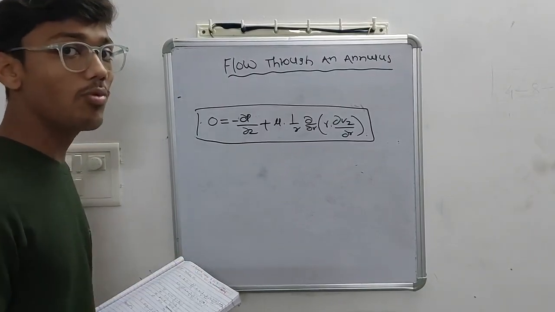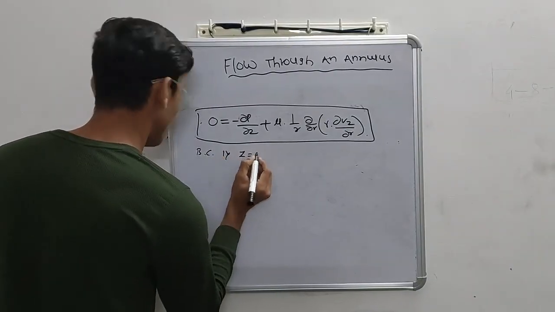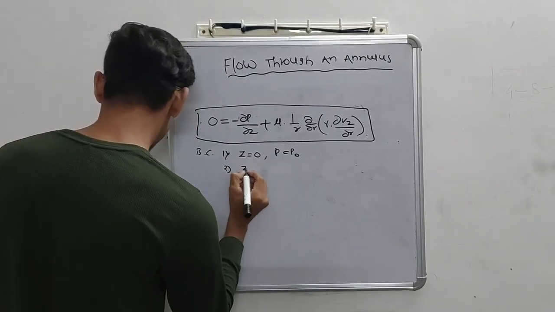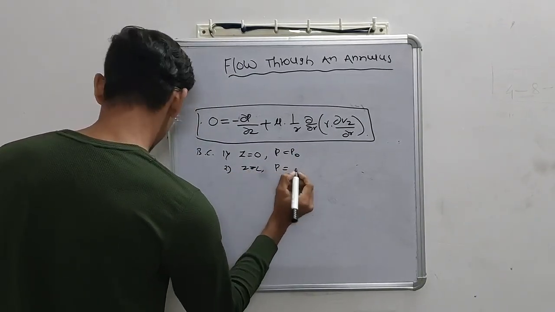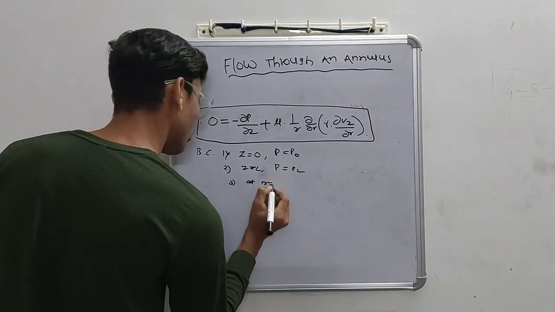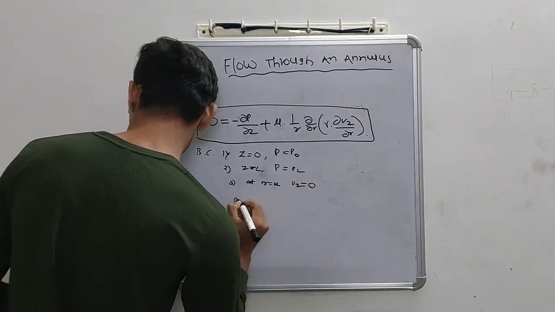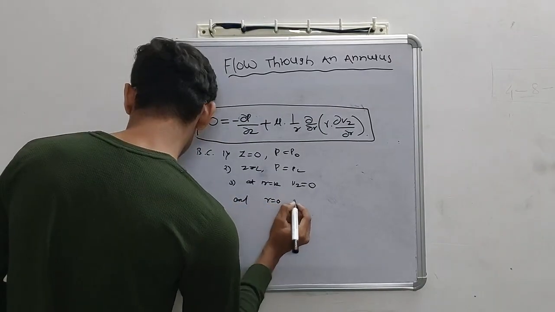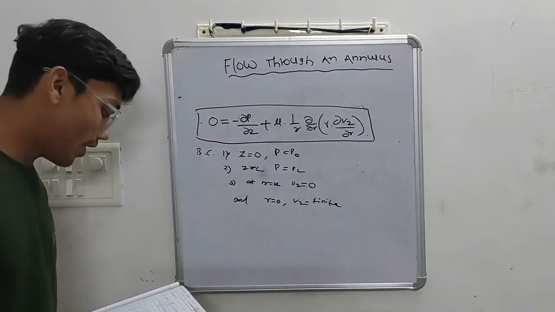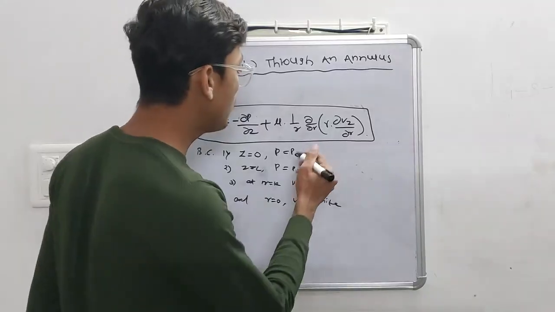We have four boundary conditions. Boundary condition 1: z equals 0, p equals p naught. Second: z equals L, p equals PL. Third: r equals R, Vz equals 0. And fourth: r equals 0, Vz is finite. There are four boundary conditions, so we have to solve further. This is the equation for us.